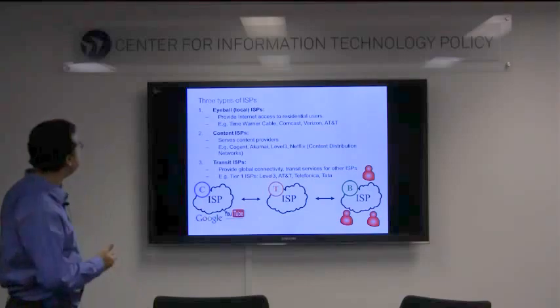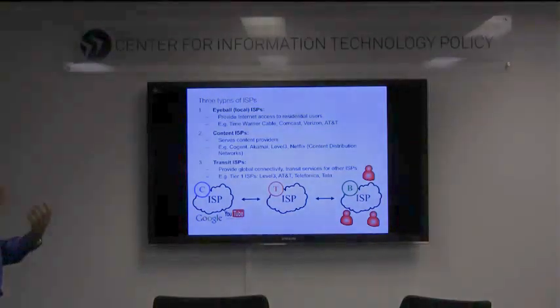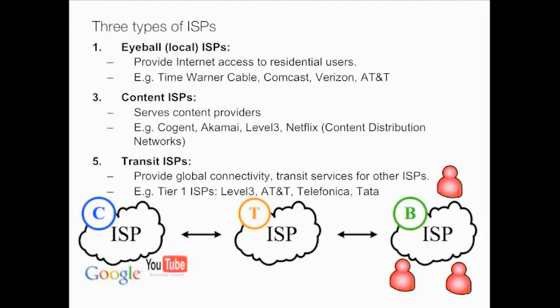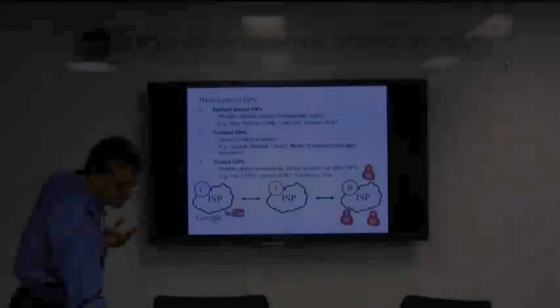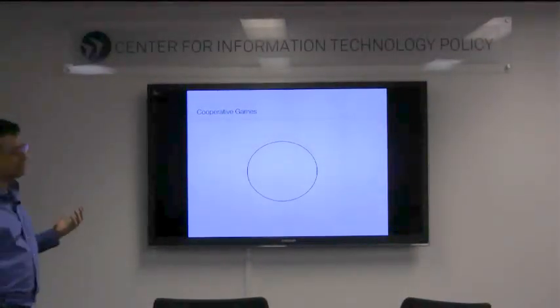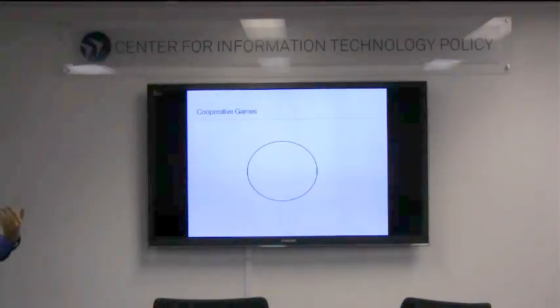And then you have transit ISPs, which provide global connectivity. They connect the eyeball ISPs to the content ISPs. They connect ISPs between different continents, different countries. They are the ones that are sort of providing the global core connectivity on the internet. So you have all these kinds of entities that make up the internet. So how should you think about it? So we said, okay, the lens that we should use is something called cooperative games.